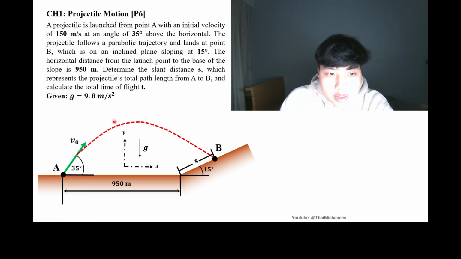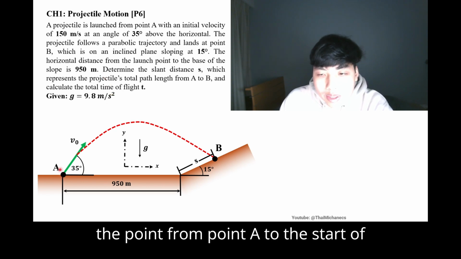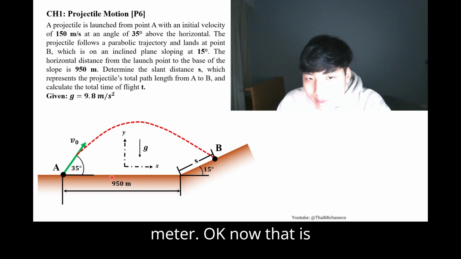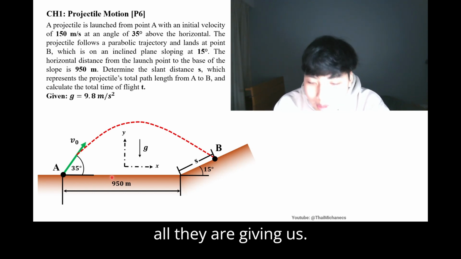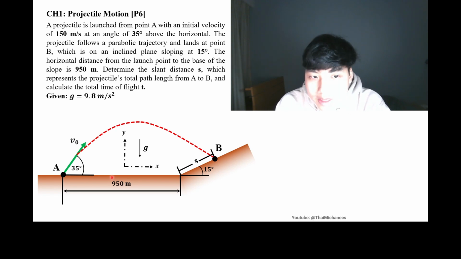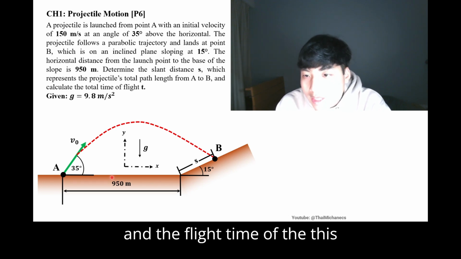Another thing they tell us is the horizontal distance from point A to the start of the incline, which is 950 meters. Okay, that is all they are giving us. What they ask us for is that slant distance, the slope distance, and the flight time of this projectile.